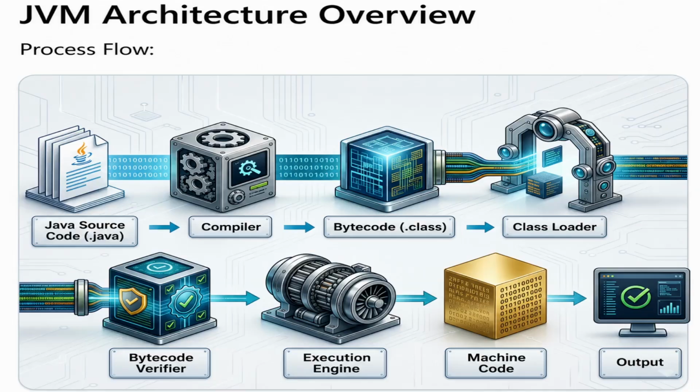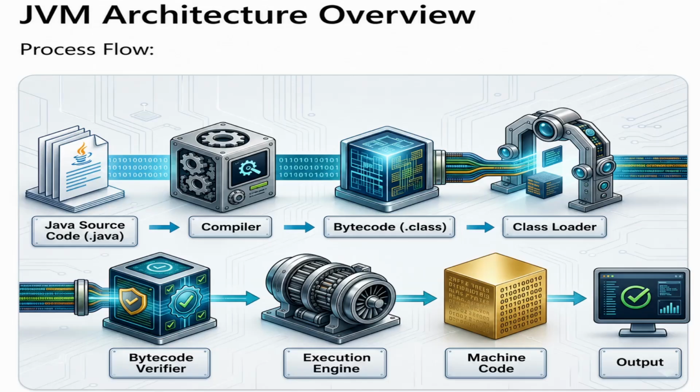So let's move ahead with the complete execution flow. First, we will write the Java source code. Then we will compile the Java source code using the javac compiler, which will generate bytecode that will be present inside the .class file. The class loader loads the class file into the method memory area.